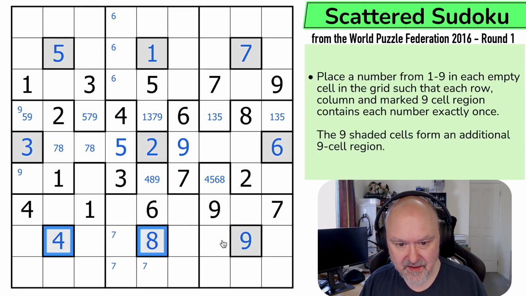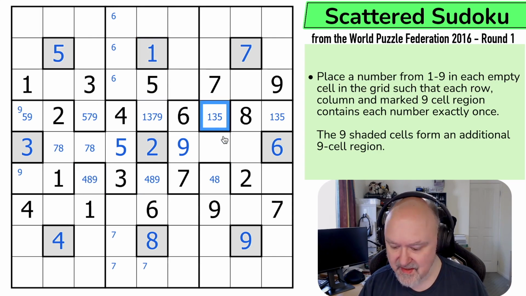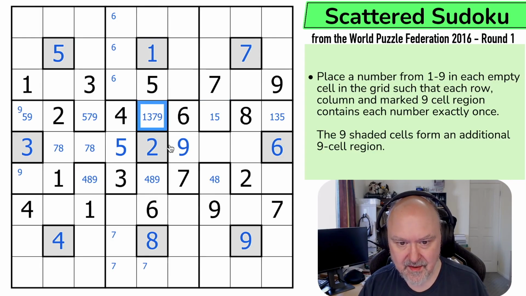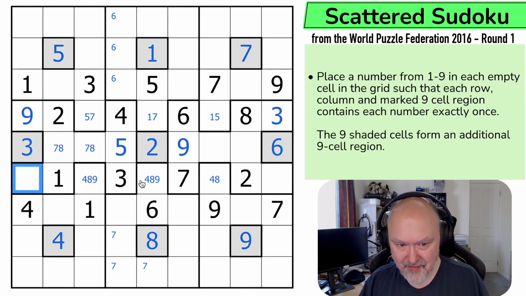And 4, 8, 9 has to be those 3 cells. So this can't be 5 or 6. This is 4, 8, 9. And 1, 5, 7 has to be those. So that can't be a 3. That can't be a 3 or a 9. And that can't be a 9. This is 1, 5, 7, which means this is the 3. This is the 9. This is not the 9. Bonkers!